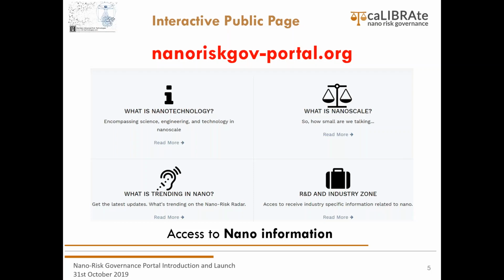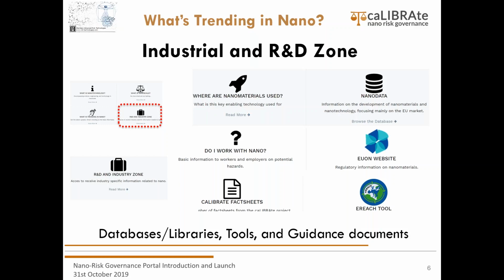I will go through what's trending in nano later on, but I'll quickly go through the industrial and R&D zone, where we added a few more app-like features which would help people from R&D and industry come across the most relevant databases, libraries, tools, and guidance documents to help with their day-to-day user scenario. That includes a couple of things like links to the nano data, "Do I work with nano?", some guidances on if you do, and the full suite of caLIBRAte fact sheets, links to the eVENT website, as well as the eReach tool.